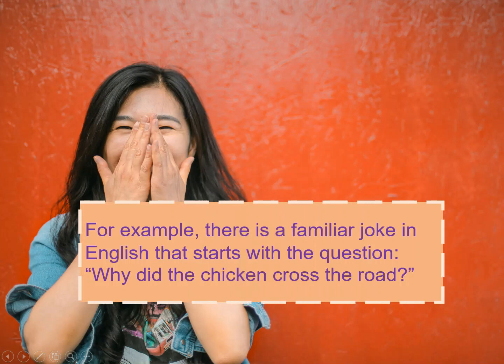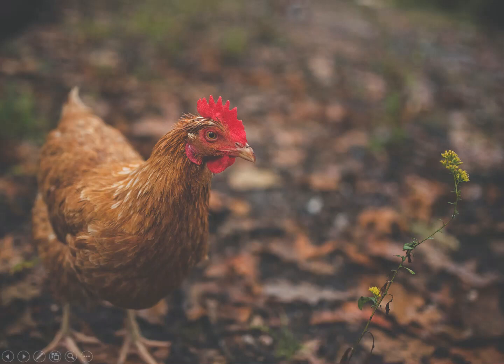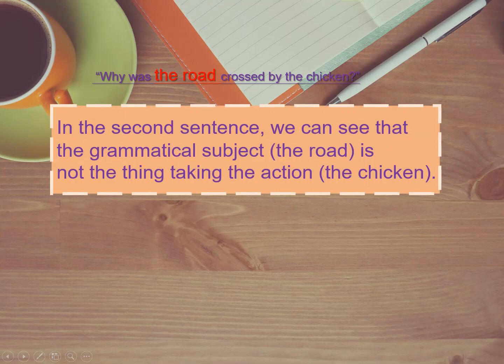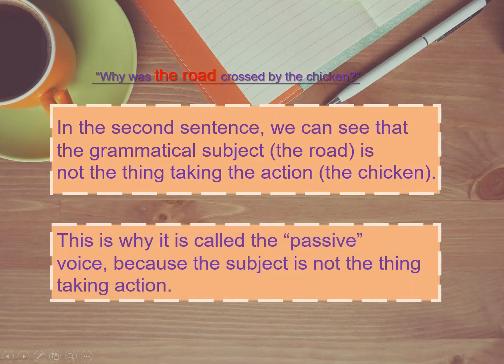For example, there is a familiar joke in English that starts with the question, "Why did the chicken cross the road?" If we change this question to the passive voice, it would be, "Why was the road crossed by the chicken?" In the second sentence, we can see that the grammatical subject, the road, is not the thing taking the action, the chicken. This is why it is called the passive voice, because the subject is not the thing taking action.